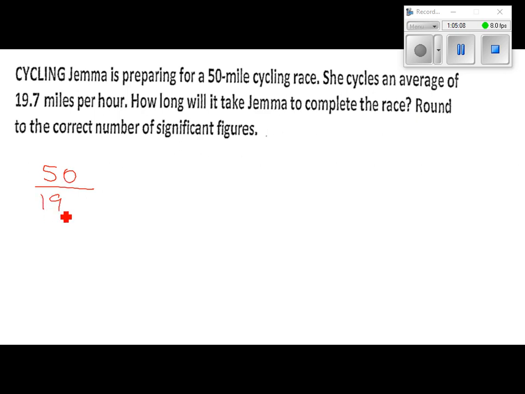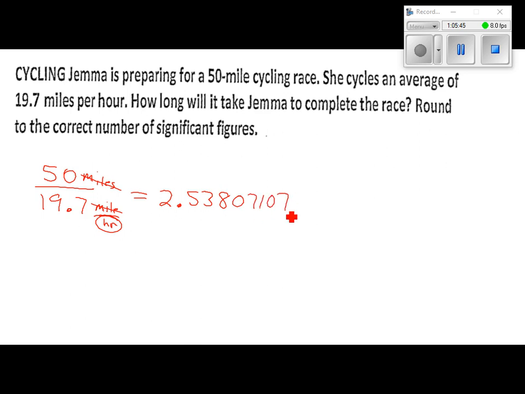Now watch what happens here. 50, that's miles. This is miles per hour. What's going to happen with the miles on top and the miles on bottom? They just cancel out, and that just leaves you with hours. That's what our units are on our final answer. What is 50 divided by 19.7? 2.53807107.